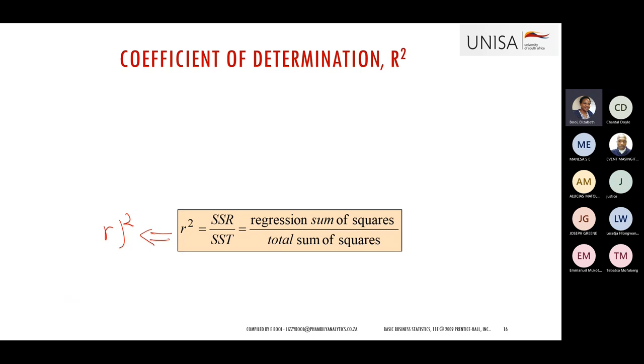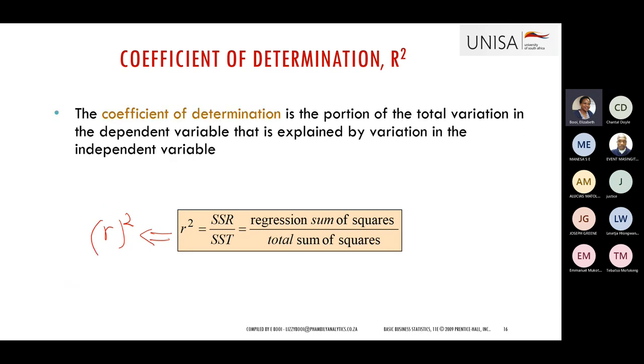What is the coefficient of determination? A coefficient of determination is the proportion of the total variation in the dependent variable that is explained by the variation in your independent variable. And that's how you're going to interpret the answer that you get. So for example, if we had an R squared of 64%, or 0.64, you would say 64% of the total variation in the dependent variable is explained by the variation in the independent variable. Or 0.64 of the total variation in Y is explained by the variation in X.